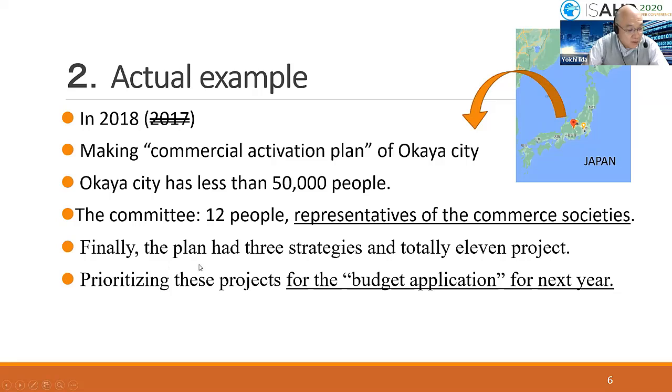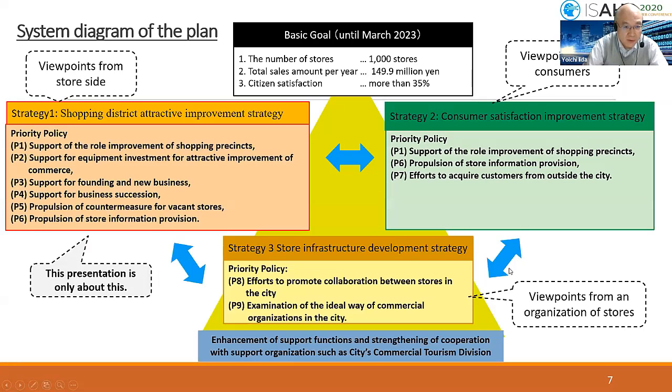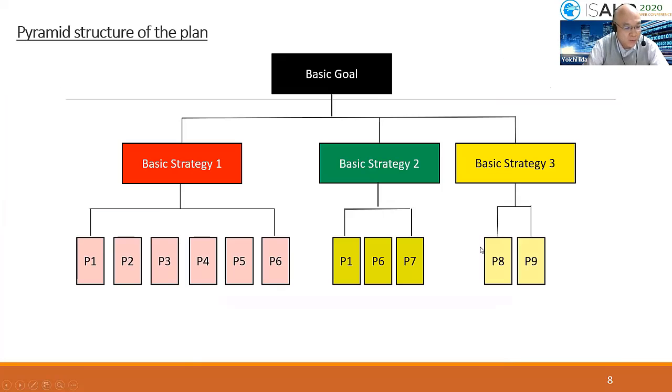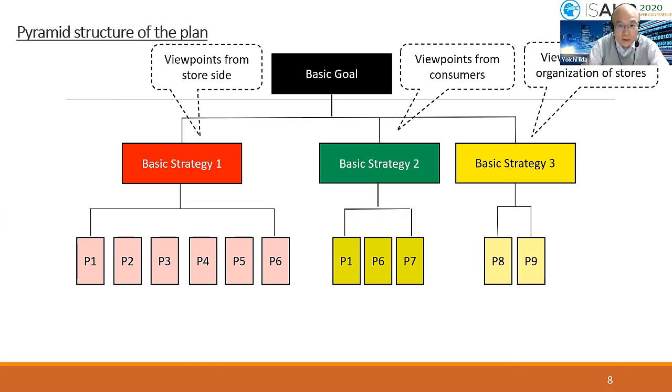Finally, the plan had 3 strategies and a total of 11 projects. And we were expected to prioritize these projects for the budget application for the next year. On the next slide, I will show a pyramid structure instead of a diagram to make this easier to understand. So we made 3 strategies from 3 different views.